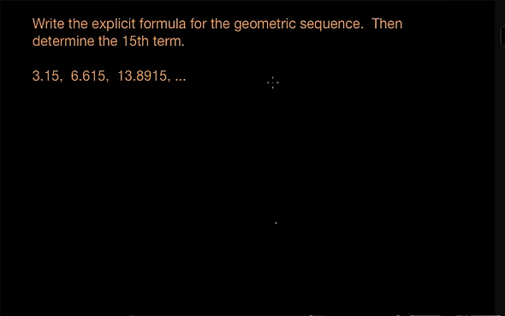Okay, so pause the video and attempt this one on your own. So let's start out with our model: a sub n equals a1 times r to the n minus 1. And same old, let's find the first term in the sequence. A1 is 3.15. Now, again, that's the easy part. Finding the common ratio takes a little bit of analysis.